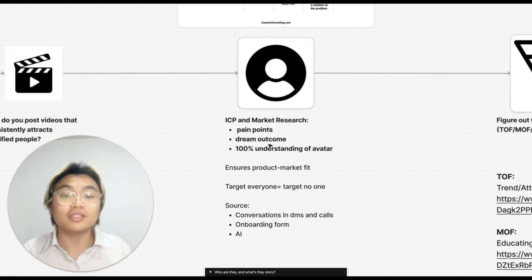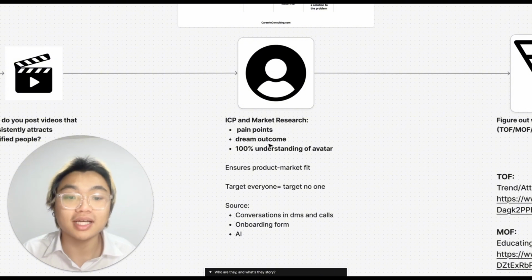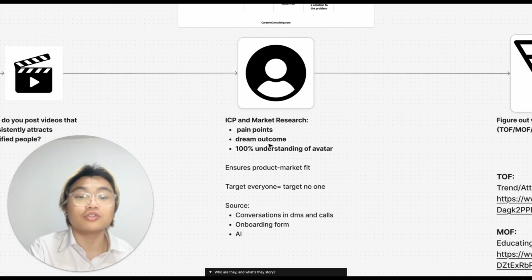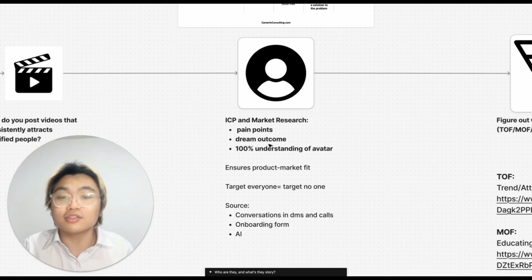I want you to think of your actual dream clients, right? The actual people that you want to serve and that are happy to pay you every time. And you need to find out completely from back to front their pain points, their dream outcome, and have an actual 100% understanding of the avatar. What this means is when you start posting content and when you start doing outreach, it will ensure a product market fit, because you don't want to be selling a product that no one wants to buy, right? If you're selling a coaching service, but it's not aligned and positioned in the way that the audience wants, no matter how much you market it, no matter how much you outreach, it's not going to get anywhere, right?